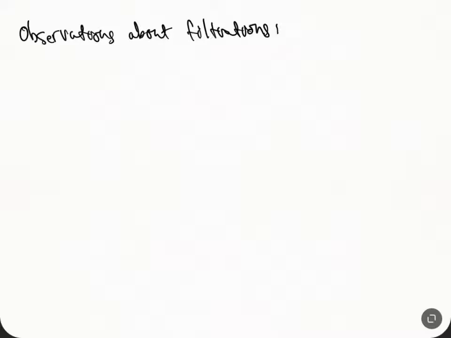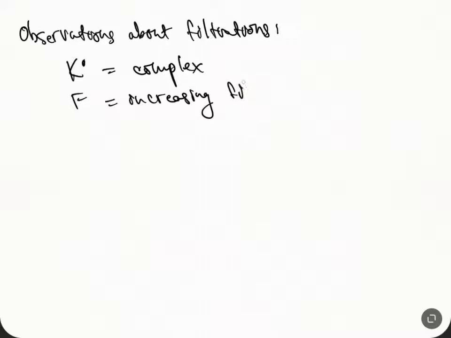Okay, so first, if I have a filtration, let's take K bullet to be a complex. This is going to be a complex in an abelian category, and then F is an increasing filtration. What we require, and we're going to be with a map d from K^i to K^{i+1}.